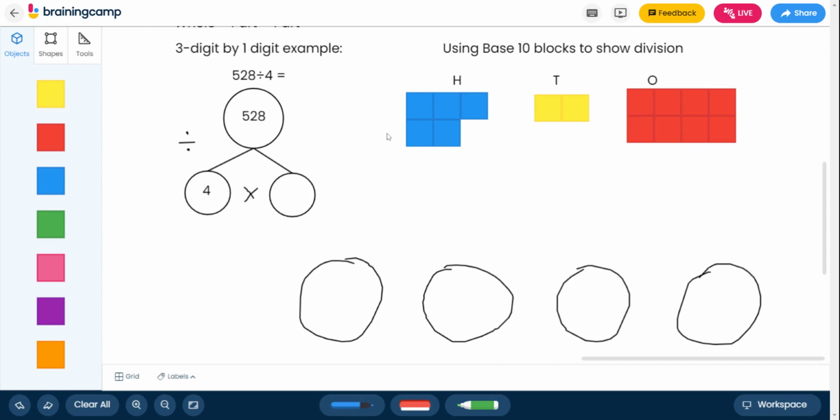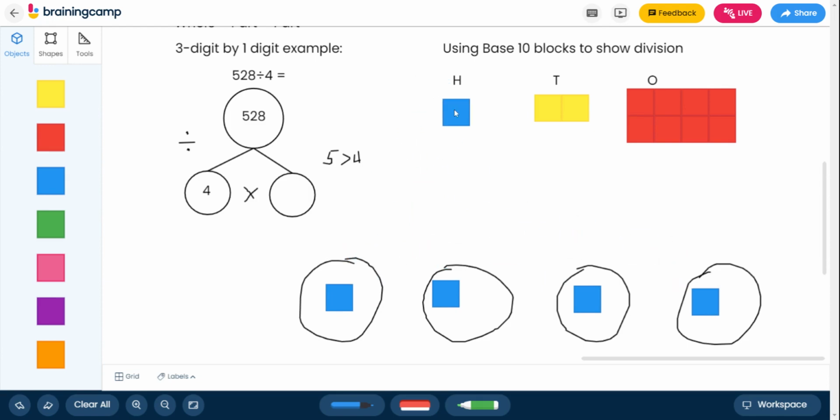Now I notice that my hundreds, now listen, we can start with the ones place or the hundreds place. It doesn't matter once you understand how the numbers work. But for beginner's sake, let's start with the hundreds, of course. So we notice we have 500. 5 is greater than 4, our divisor. Therefore, we can certainly share that up. We don't have to regroup anything, right? So 100 goes into each of these groups because it can. But then we have 100 left over, which we cannot split up equally.